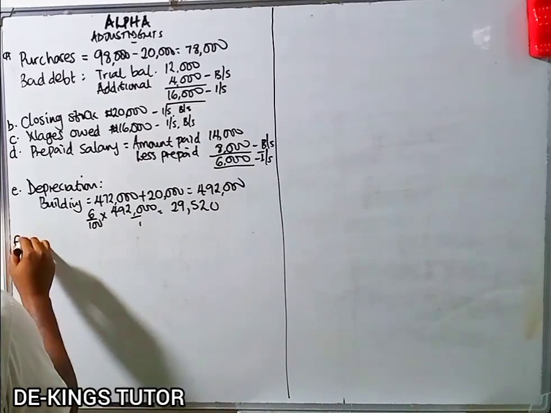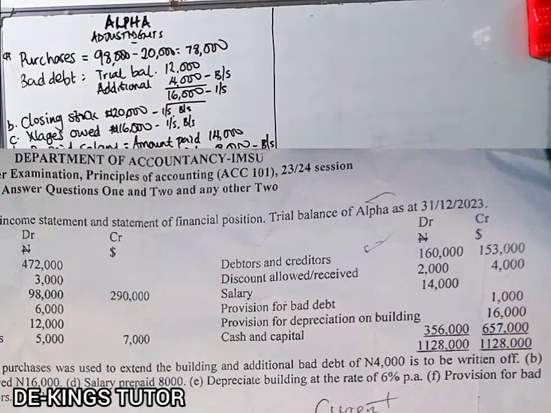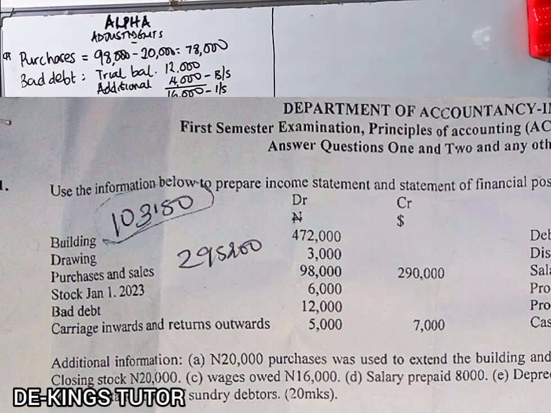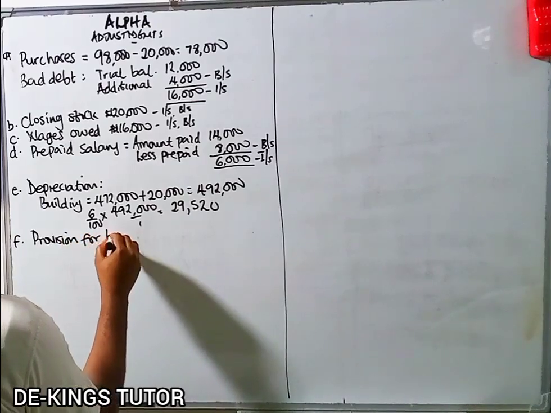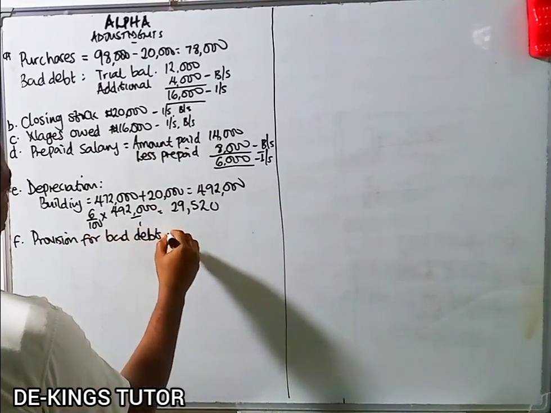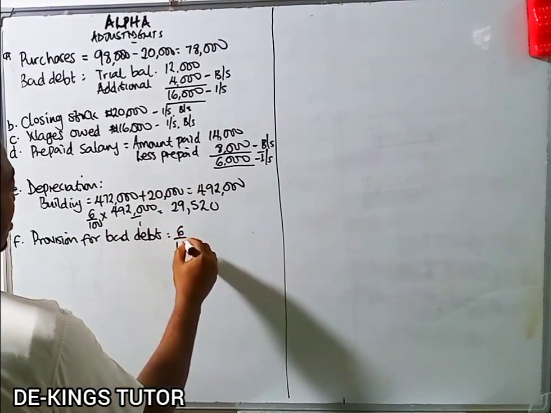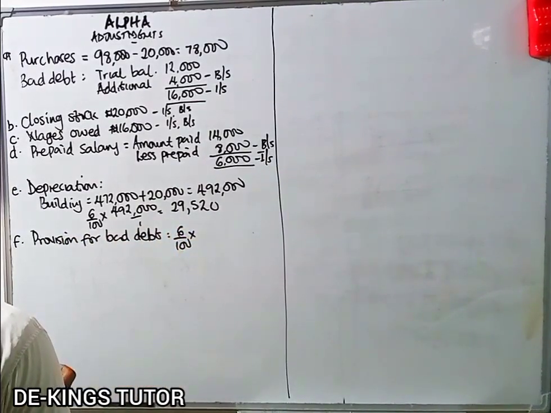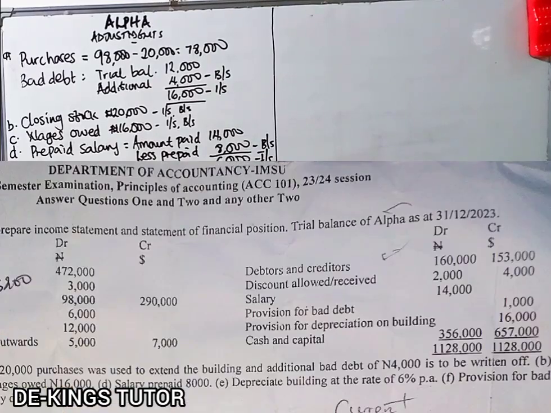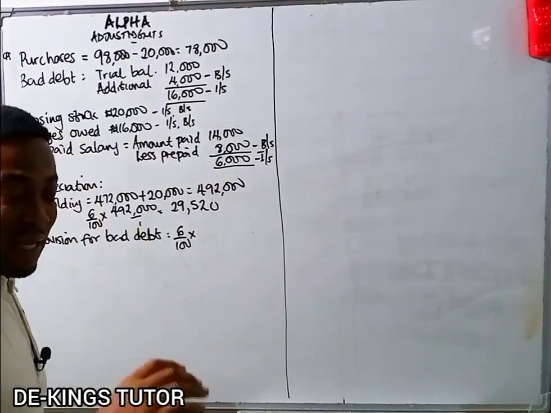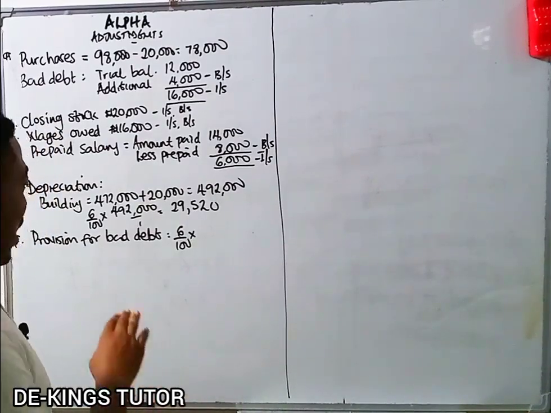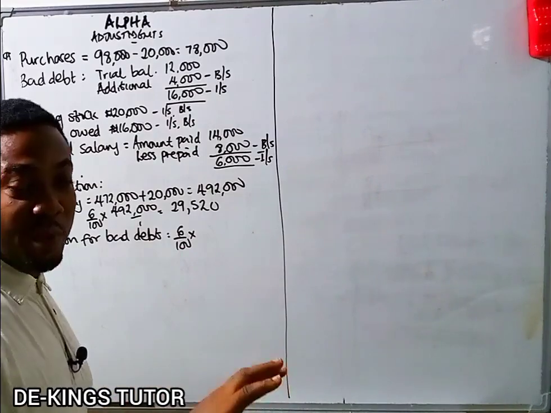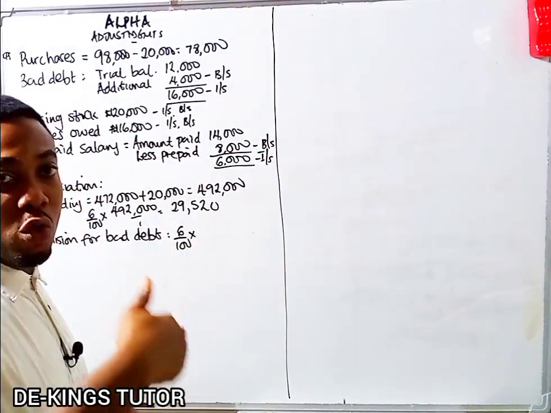Now let's go to F. They say provision for bad debt is to stand at 6% of sundry debtors. So we have provision for bad debt is to stand at 6% of sundry debtors. That's 6 over 100 times, what is the debtors figure? The debtors figure is 160,000. But we are not using 160,000. Like I said, in this adjustment, there are ways to treat items. Now, the bad debt, we want to get the provision, the money we're going to keep aside in case there is bad debt on the debtors.